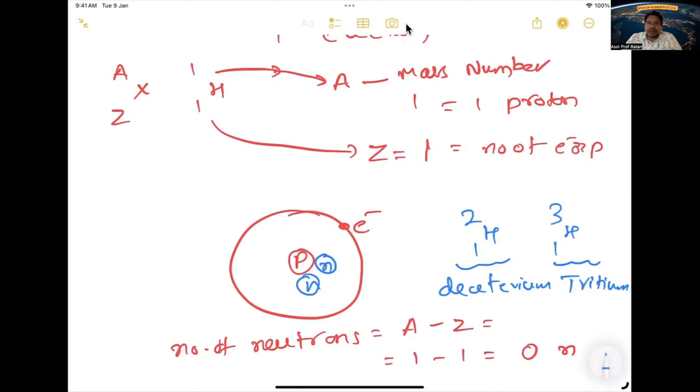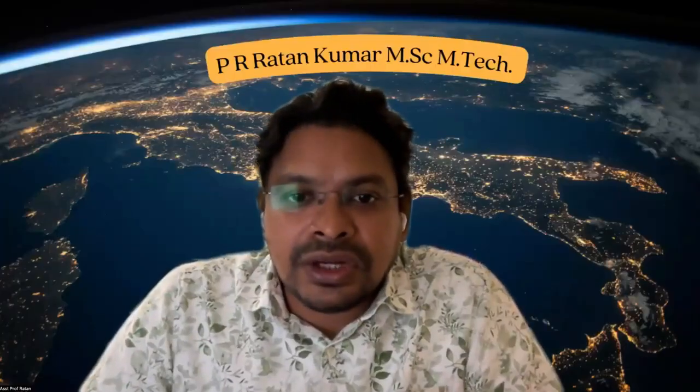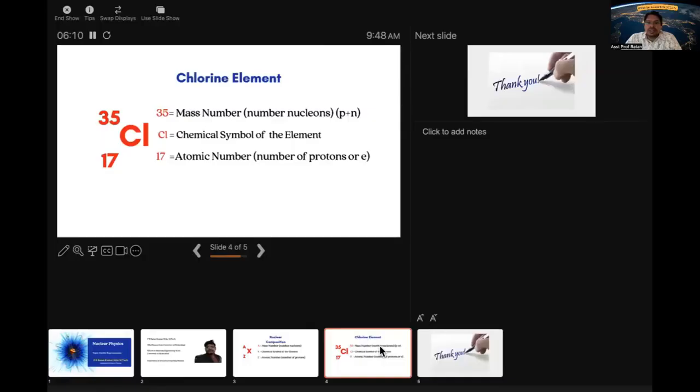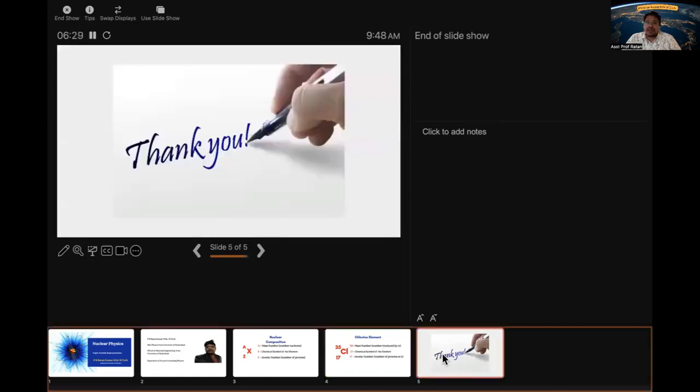So this is about the symbolic representation. This is very important because based on this, we can represent every nuclide, and we will also discuss later about nuclear reactions. For that, this symbol is very important. So be thorough with this symbol, and thank you very much.